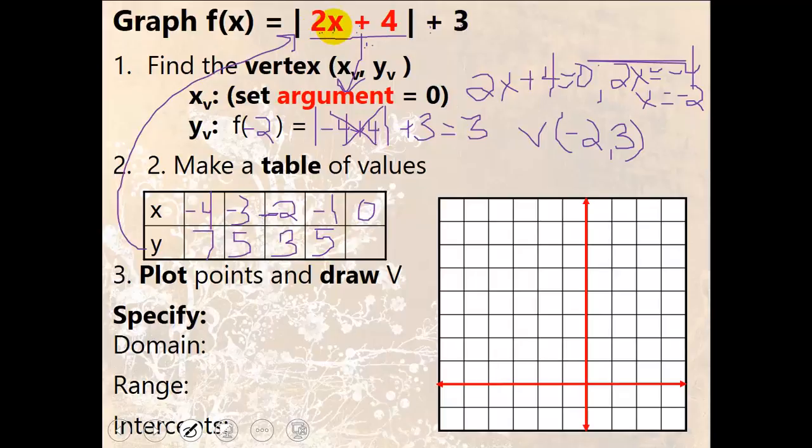2 times 0 is 0. 0 plus 4 is 4. 4 plus 3 is 7. And I'm going to plot those points. My vertex is the point negative 2, positive 3.